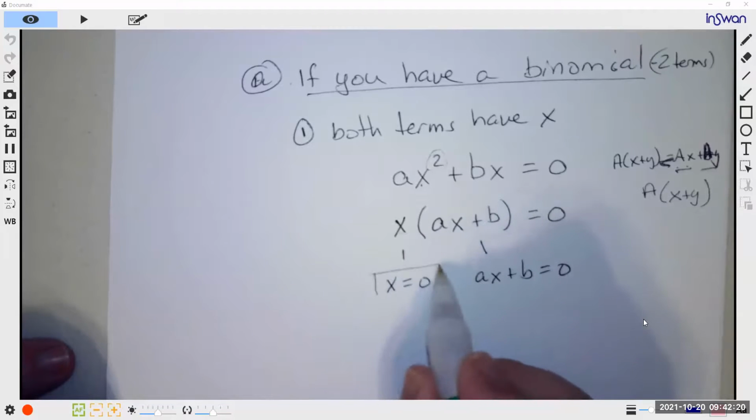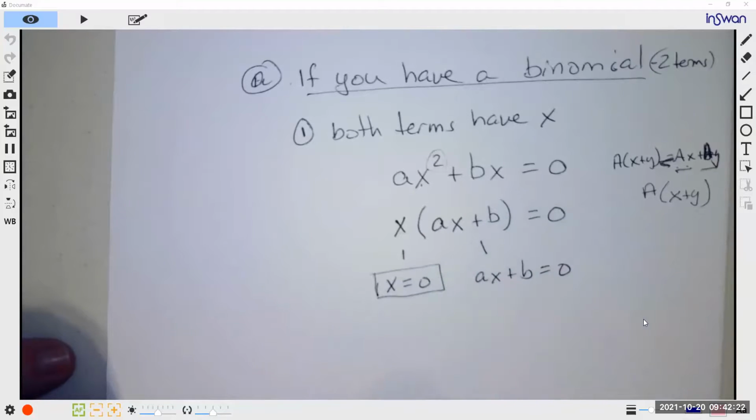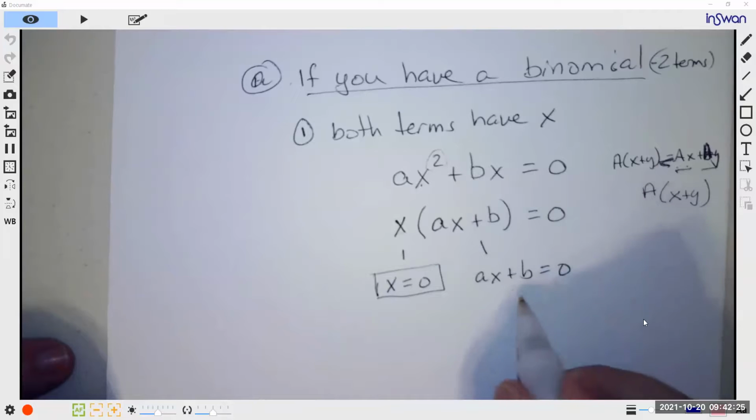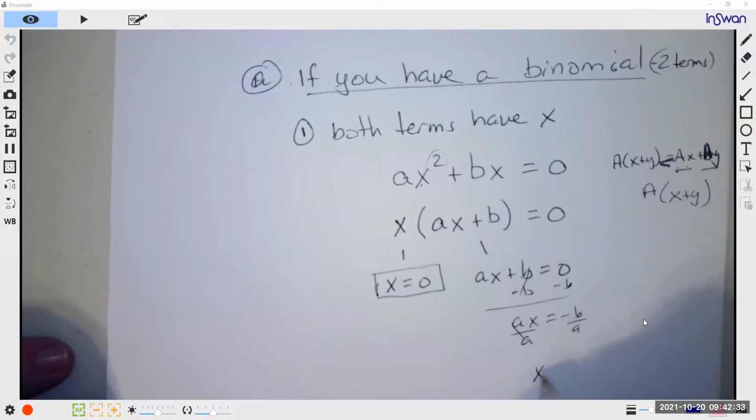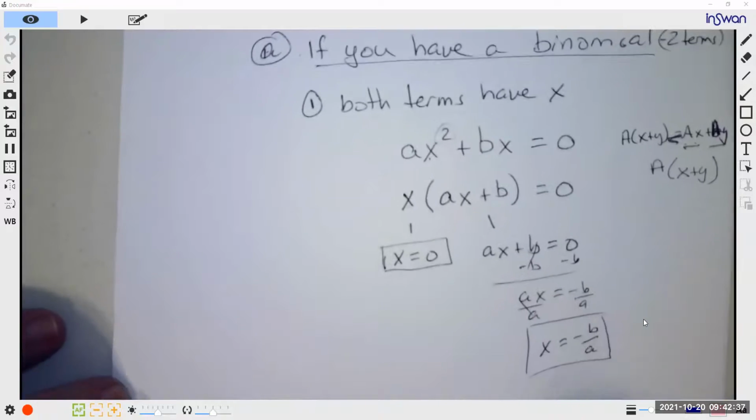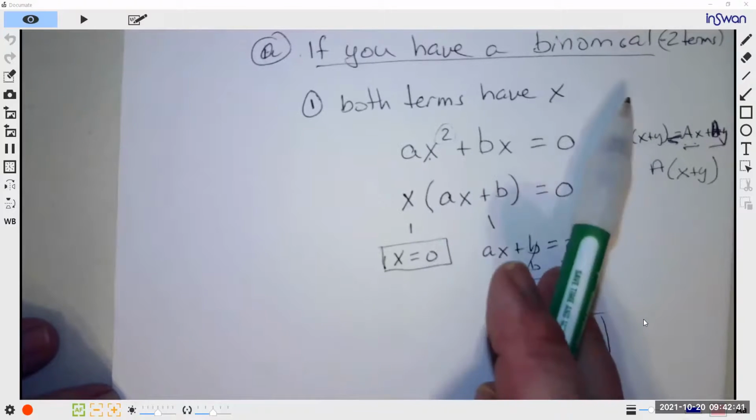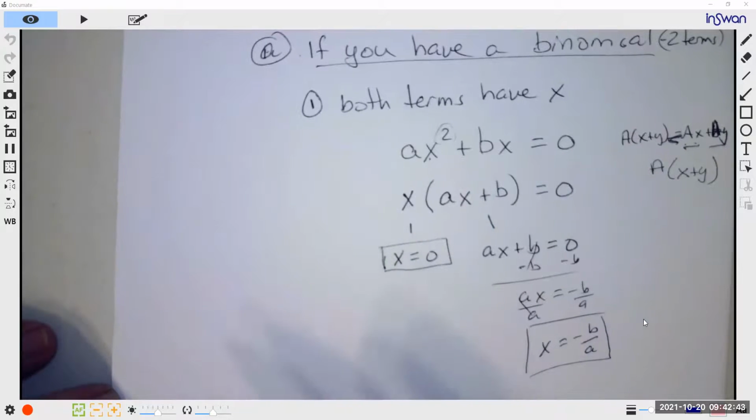So your first answer is X equals 0. The next answer is, you have to subtract B from both sides and then divide by A. So that's how you solve it if you have a binomial, only two terms, and they both have X's.